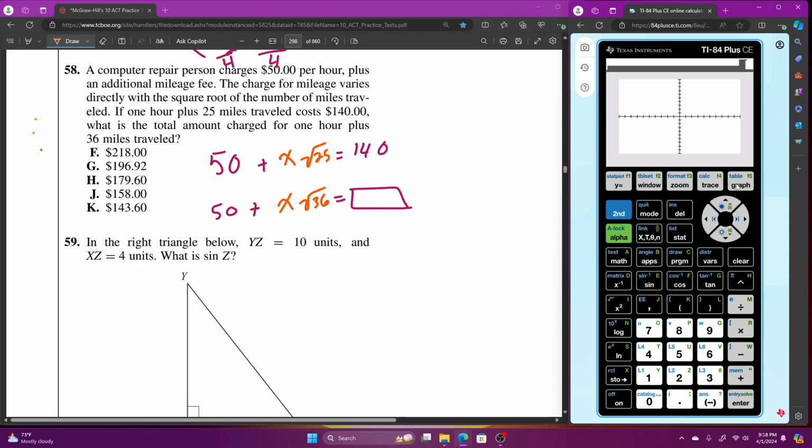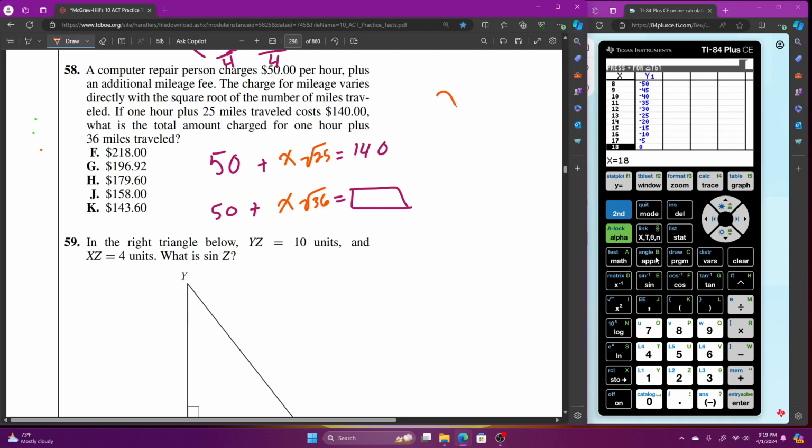Graph it. Let's look at the table. X is 0, y is negative 90. But when y is 0, x is 18. So x is 18 is what I'm getting from my graph.